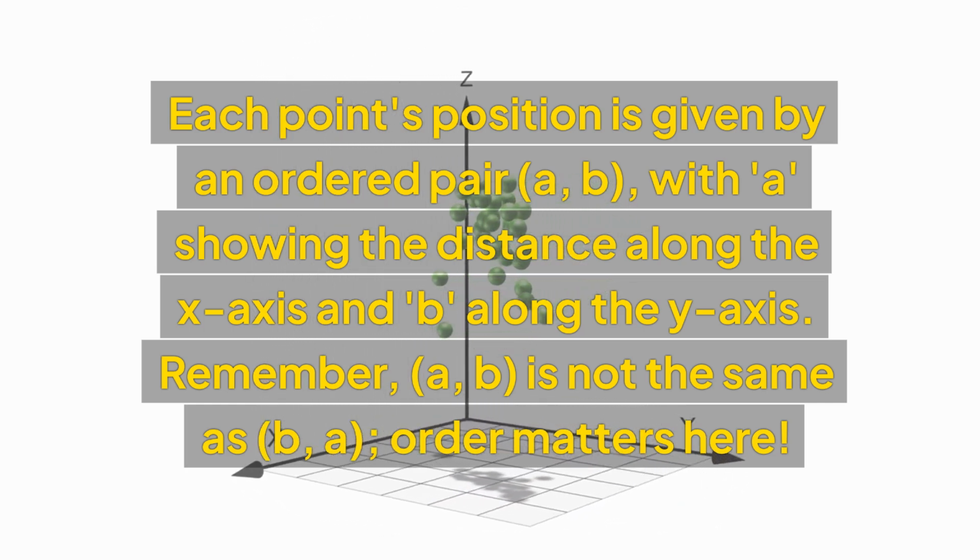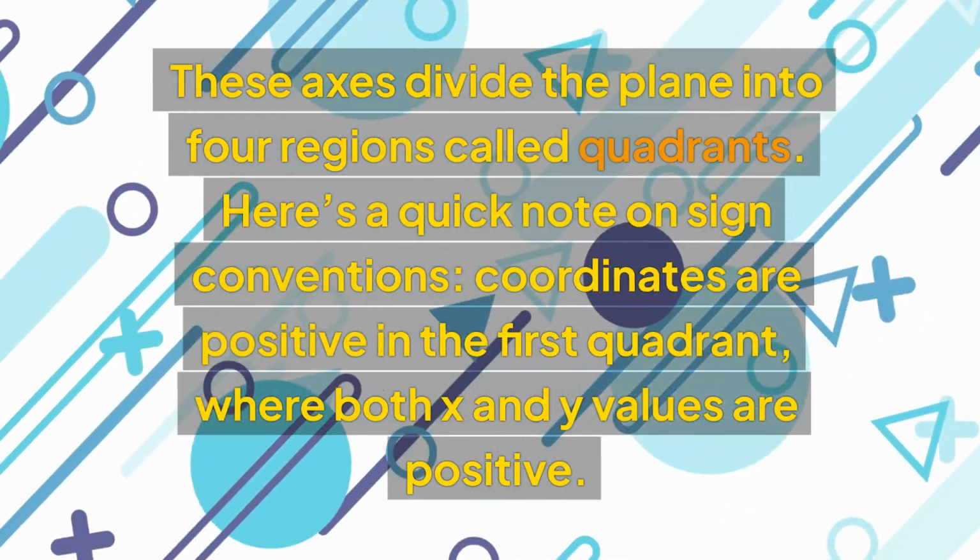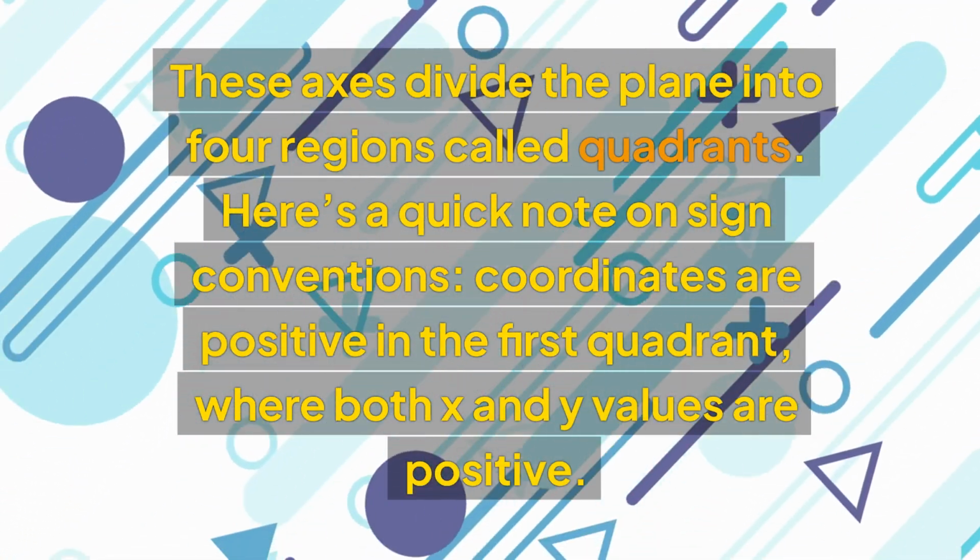Order matters here. A pair of numbers a and b listed in a specific order, with a in the first place and b in the second place, is called an ordered pair (a, b). These axes divide the plane into four regions called quadrants.